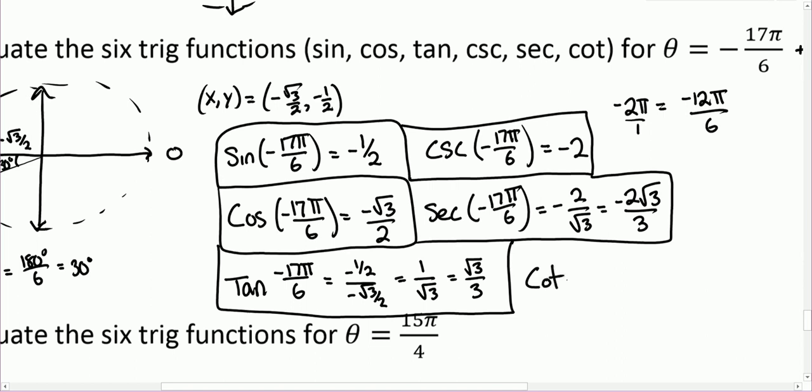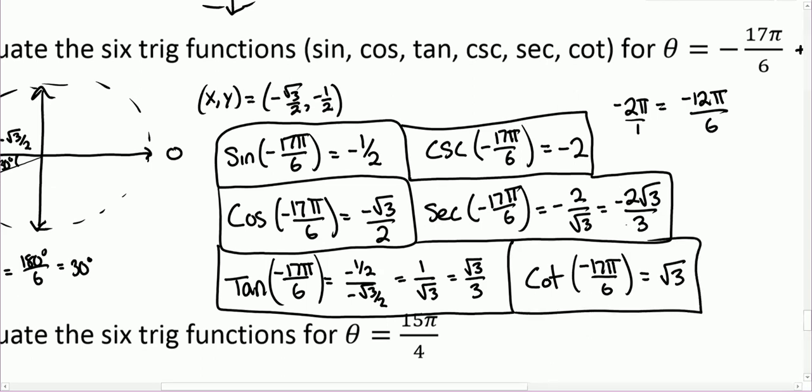And the cotangent of negative 17 pi over 6 is the reciprocal of tangent. Instead of grabbing root 3 over 3, I'm going to grab 1 over root 3, because if I take the reciprocal of that one, I'm going to already be rationalized in my denominator, and so when I flip that one over, I get square root of 3. So again, if you didn't catch that, I took the 1 over root 3 reciprocal to get this one.